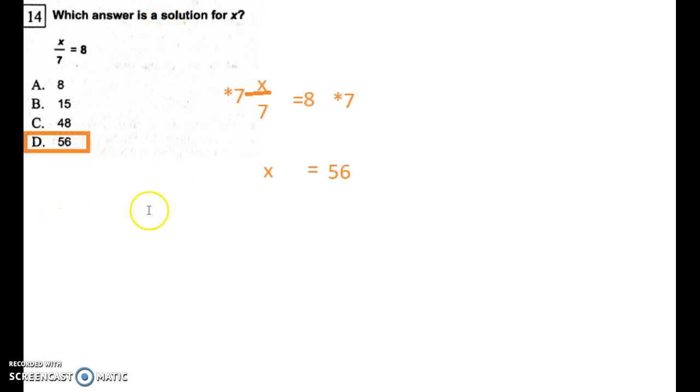Again, the other way you could have done it is to put a number in there. 8 divided by 7. Does that equal 8 somehow? No, right? You can try 15. 15 divided by 7 is like 2 point something. That's not going to equal 8. 48 divided by 7 doesn't go in evenly, but 7 times 7 is 49. So it doesn't really work there, right? It's 6 something. And 56 divided by 7 equals 8. So that would be our answer.